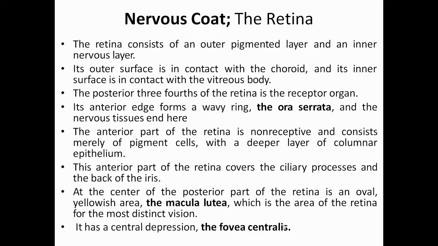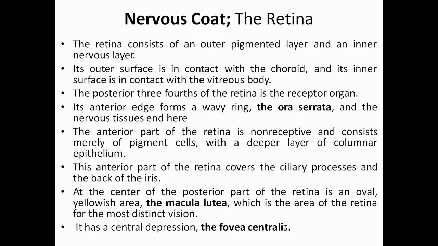The retina is the nervous coat of the eye, and it consists of an outer pigmented layer and an inner nervous layer. Its outer surface is in contact with the choroid and its inner surface is in contact with the vitreous body. The posterior three-fourths of the retina is the receptor organ, and its anterior edge forms a wavy ring called the ora serrata, where the nervous tissue ends.